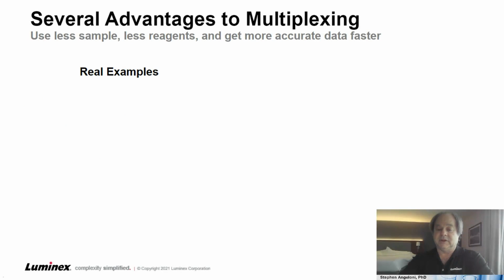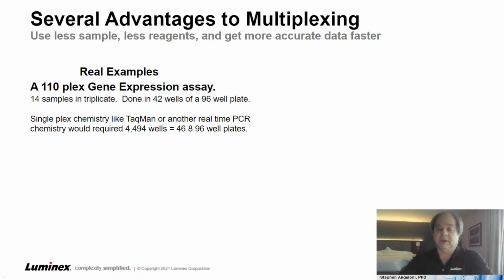The first thing is you're going to use a lot less sample, you're going to use less reagents, and you're going to get more accurate data and get it faster. And here are some real examples. This is an example of a 110-plex gene expression assay that we built for the University of Tokyo. It actually had 107 transcripts and 3 control bead probes in it. When we ran that assay with 14 samples in triplicate, we only required 42 wells of a 96-well plate.